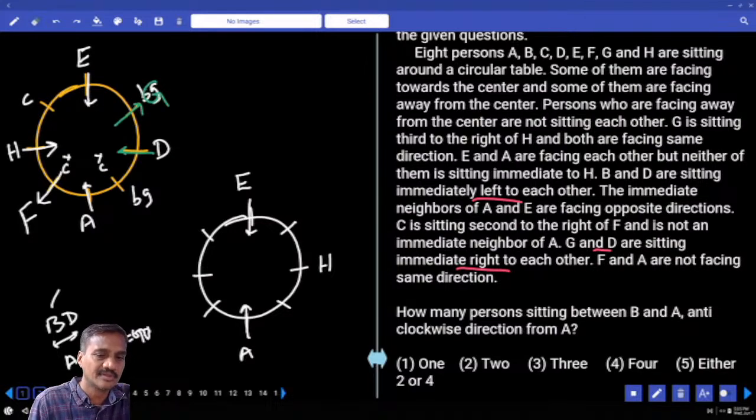Then G and D are, G and D are what? Immediate right to each other. Then B will be here. If B is here, then B and D are sitting immediate left of it. D's left hand side is B. Any other information that is invalid here?